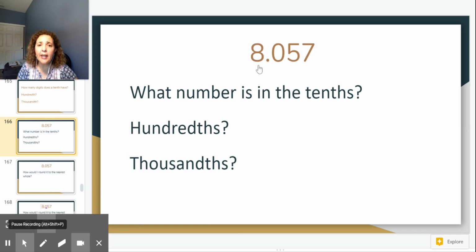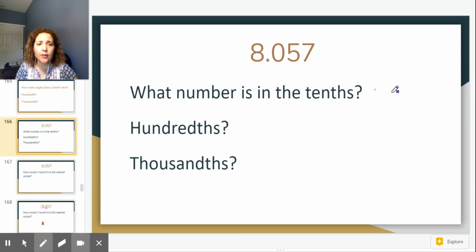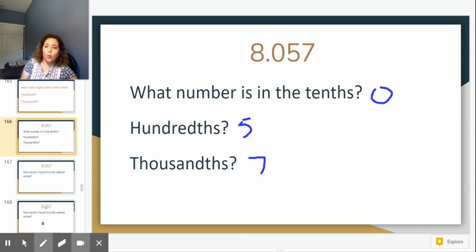Okay, so in our number 8 and 57 hundredths, what digit is in the tenth spot? Correct, 0 is in the tenth spot. What number is in the hundredth spot? If you said 5, you would be correct. What number is in the thousandths place? If you said 7, you are correct. Decimal, tenths, hundredths, thousandths. Okay, so we're going to need to really know that so we can round, so we can find our target.